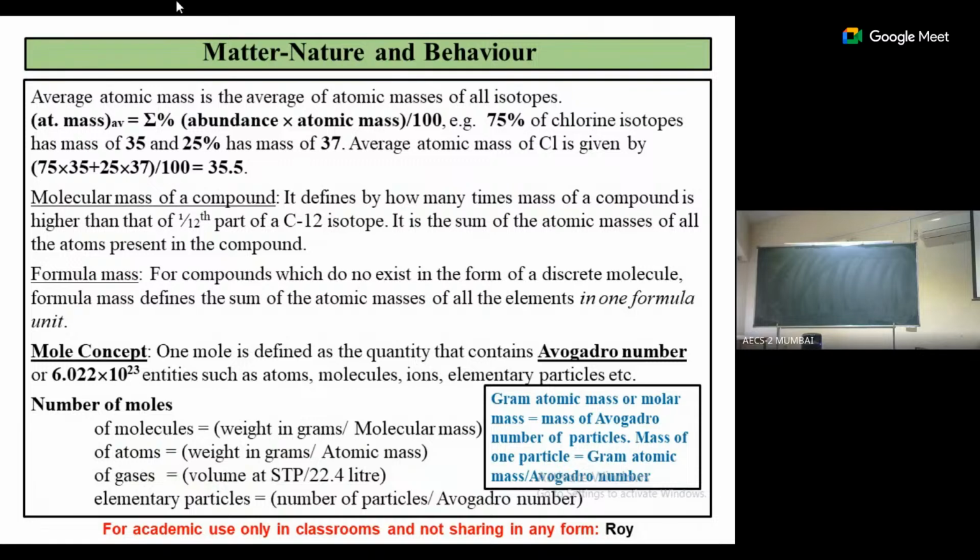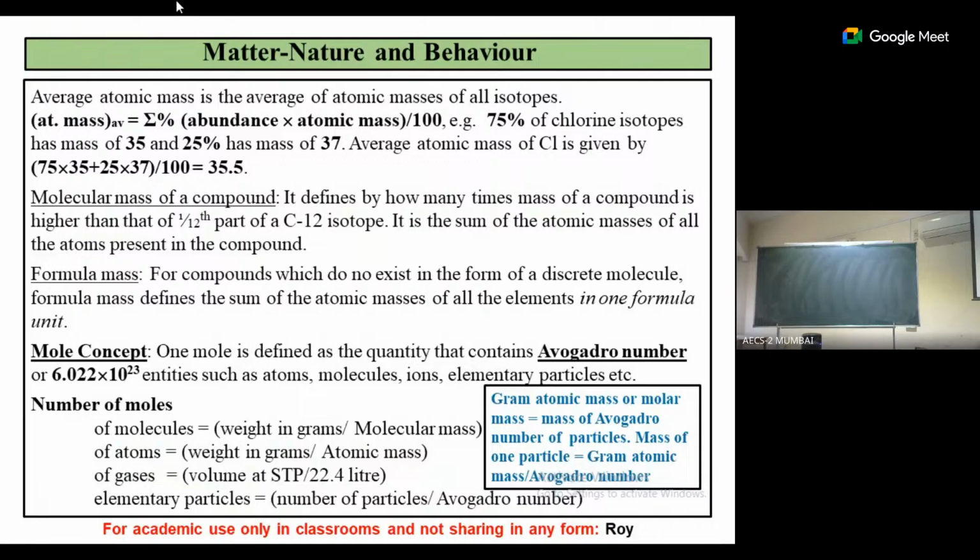So how do you find the number of moles in a molecule? Suppose you are given some weight. Similarly, you want to find the number of atoms. You want to find the number of moles of atoms. You have given 20 grams. If it is a gas, what do we do? We use that relation that at STP, volume of 1 mole of gas is 22.4 liters. So you know the volume of the gas, reduce it to STP, you measure the volume of the gas, and then divide by 22.4 and it gives the number of moles.